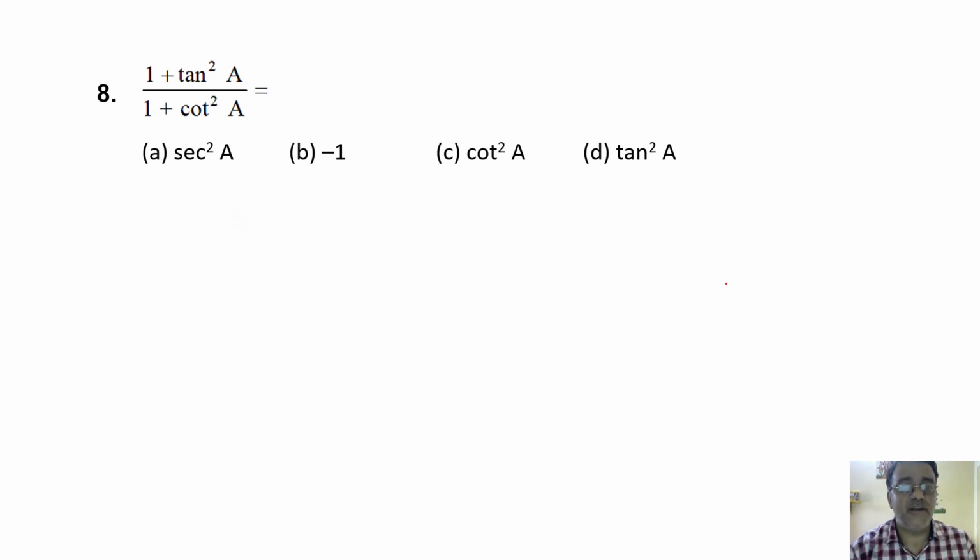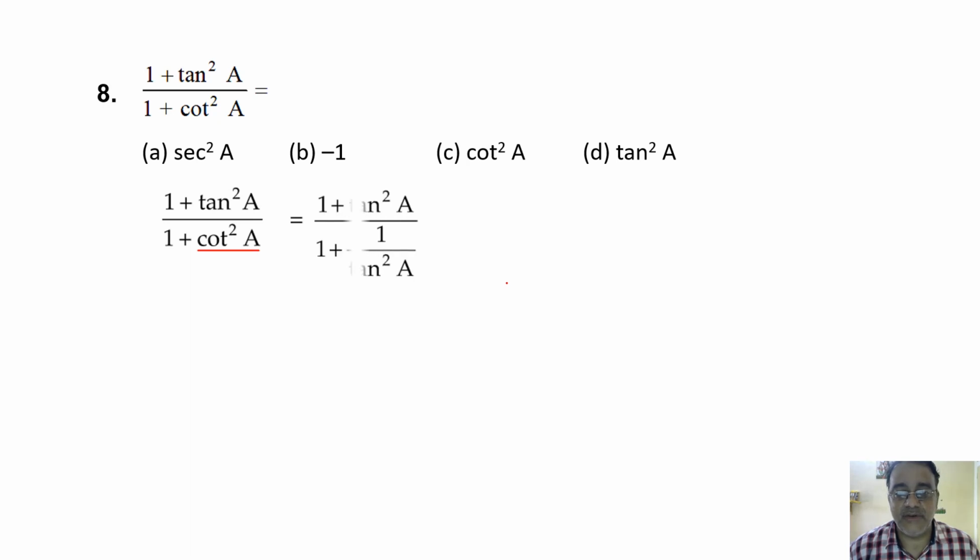1 plus tan square A upon 1 plus cot square A is equal to dash. So first, we will write cot in terms of tan. How will you write it? 1 by tan A. Right. 1 by tan A होता है. So it will be 1 upon tan square A.